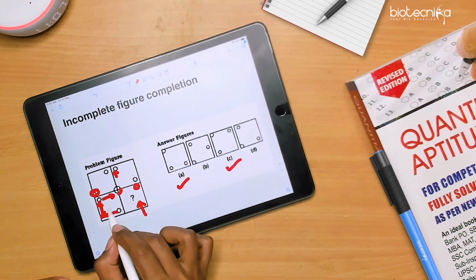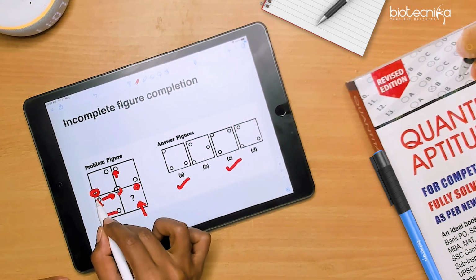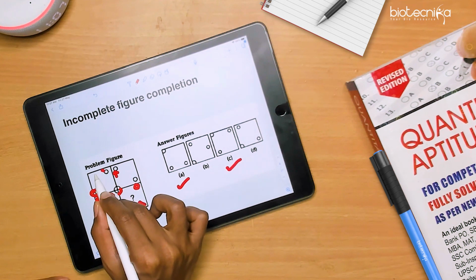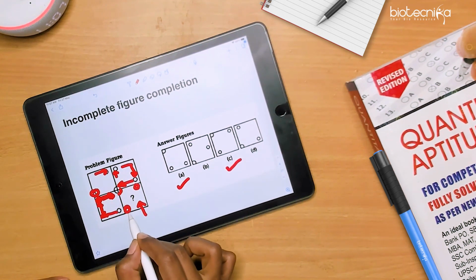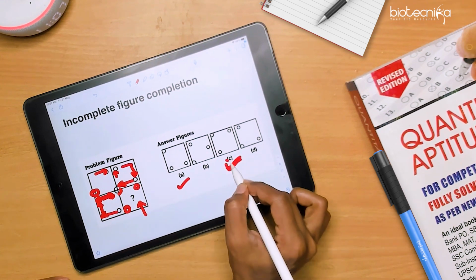And similarly this top circle which was there, it moved this side. Then in the next one it moved this side. So in the next one you can expect it to be here. That means C is the right answer.